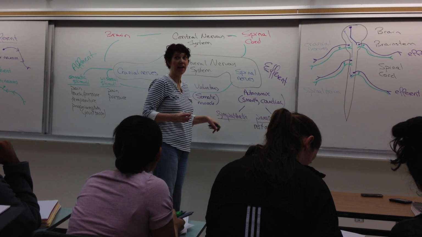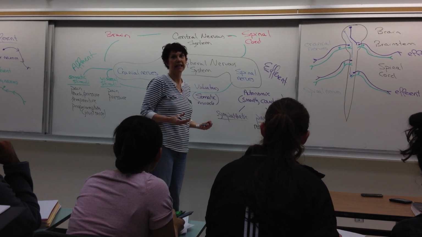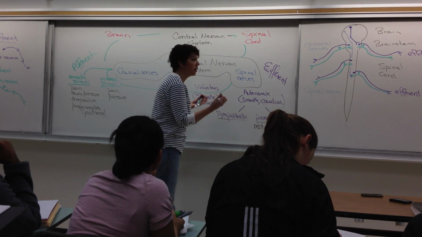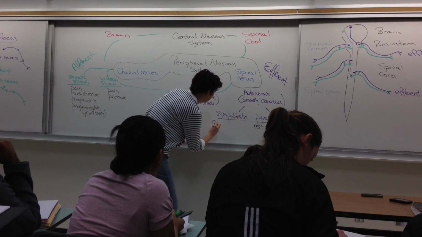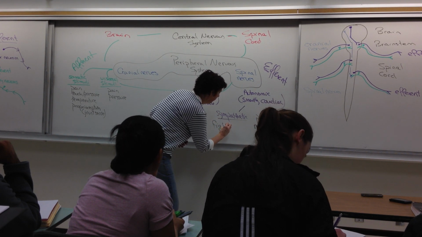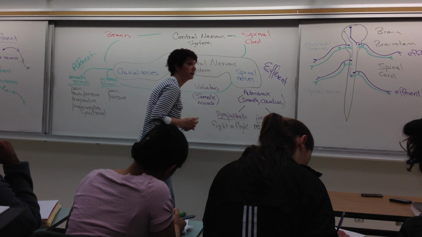All right, so when you're scared and your palms sweat, your heart rate goes up, and your skin goes pale, that's so you can run or fight. And so this is called the fight or flight system.